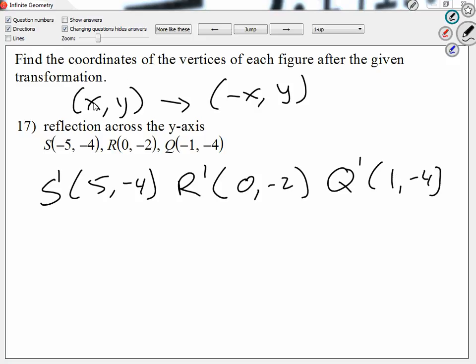Well, with the rule, x, y becomes negative x, y, it seems that on the x, we're just going to switch the sign. The y we leave alone. So we just switched the sign on the negative 5 to make it positive 5, but we left the negative 4 alone. Yeah? Okay. Any other questions up until 24?